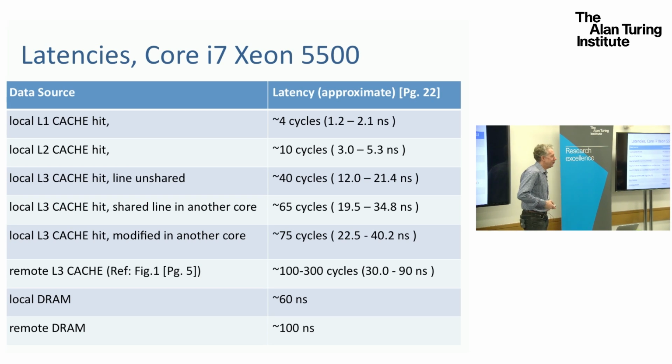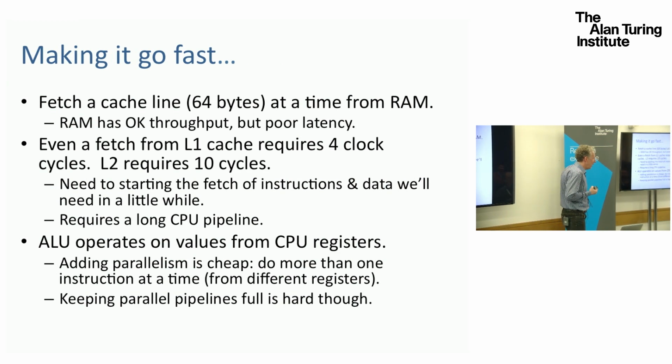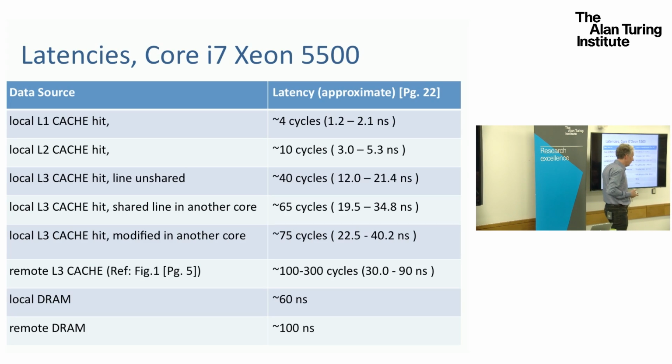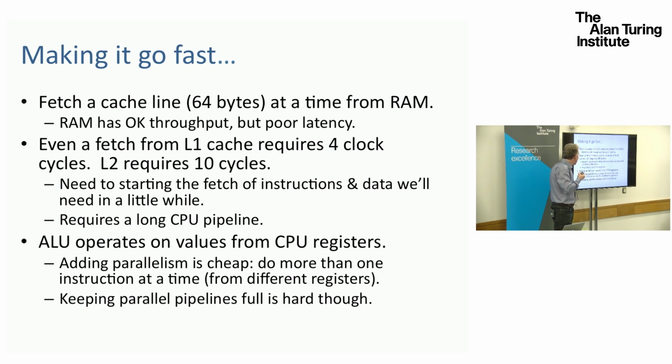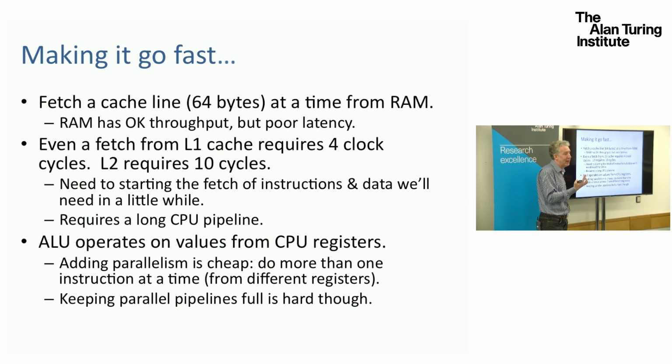OK, so what do CPUs do to go fast? First of all, they have a cache. One question. So this is the latency of loading a memory location into a register? Yes. So I was just about to say, the way CPUs go fast is, first of all, when they fetch data, they fetch it a cache line at a time. They don't fetch 1 byte at a time from memory.